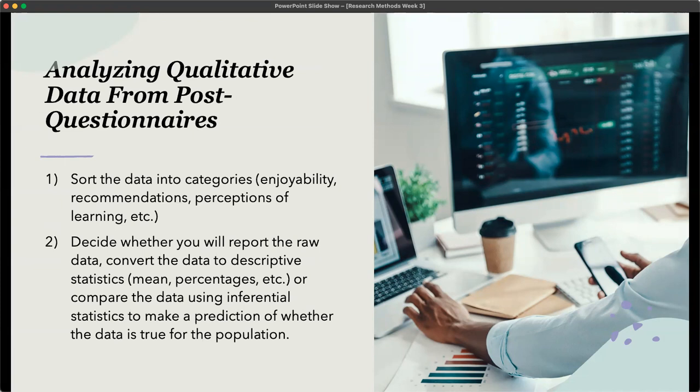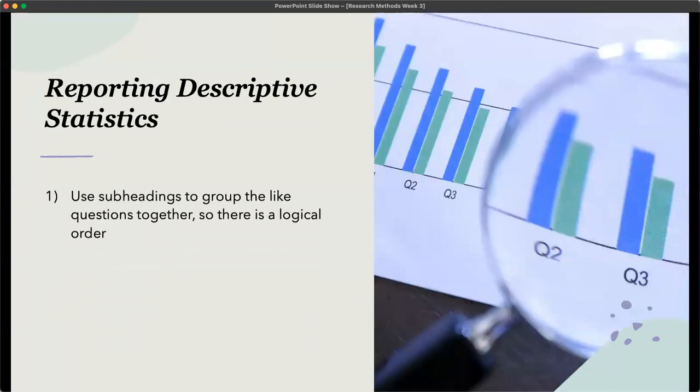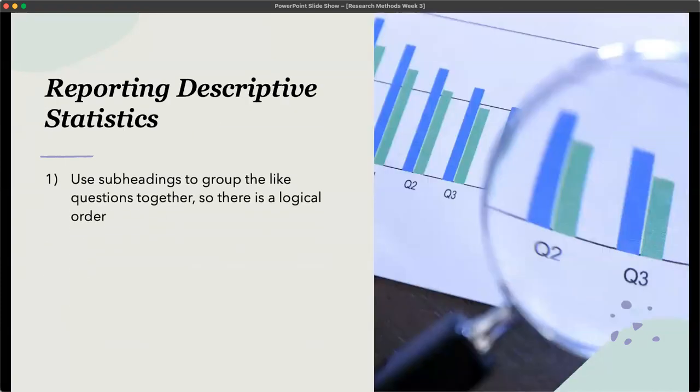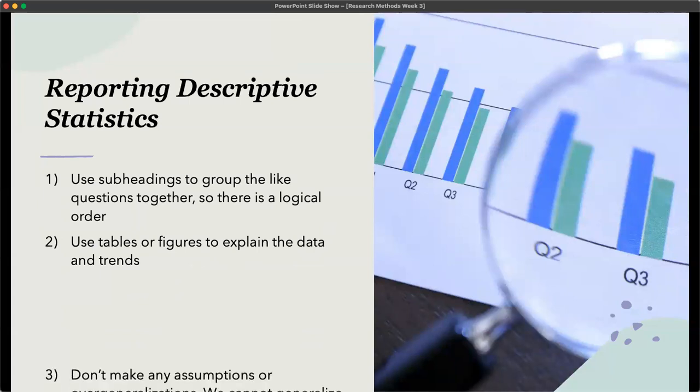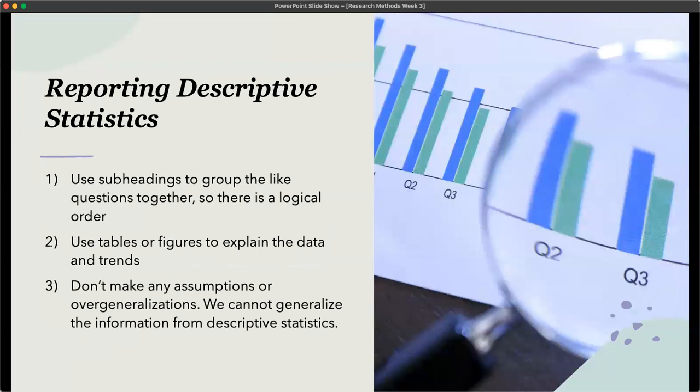Okay, so in reporting descriptive statistics, use subheadings to group the like questions together so there's a logical order. Then use tables or figures to explain the data and trends. And don't make any assumptions or overgeneralizations. So we cannot generalize the information from descriptive statistics.